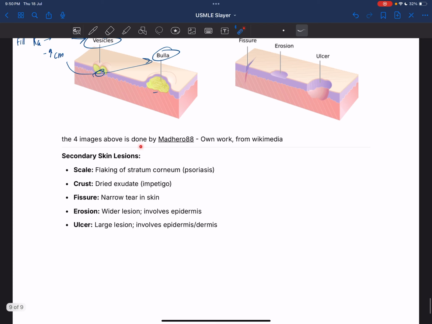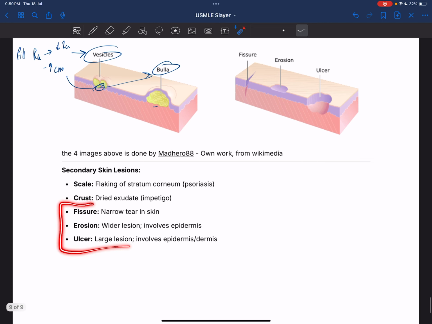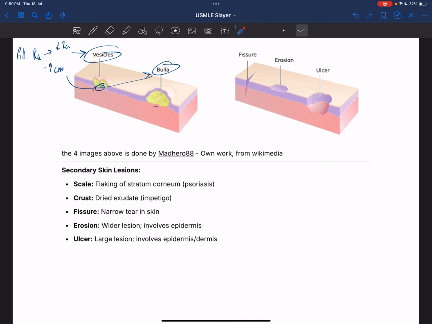Going to the secondary skin lesions, which are basically primary gone wrong. We have scale, which is very famous in cirrhosis. We will be talking more about that in the cirrhosis module. We have crust, which is dried exudate. You can think about it as pus that has dried, so this is crust. And we have the last three, which we'll explain here. So we have a fissure. A fissure is a narrow tear in the skin, as you can see. Think about an anal fissure, for example.